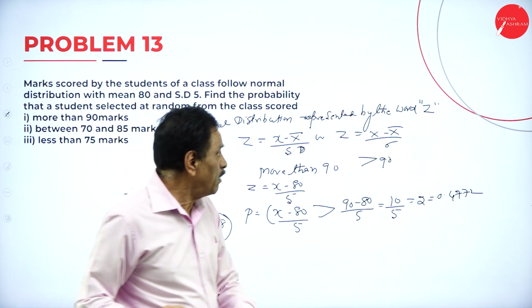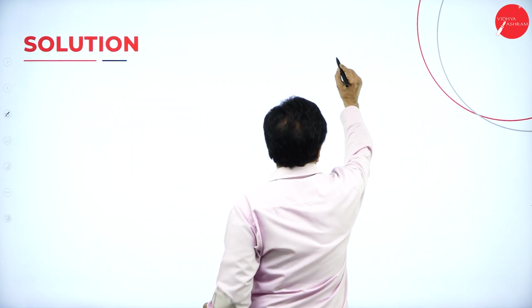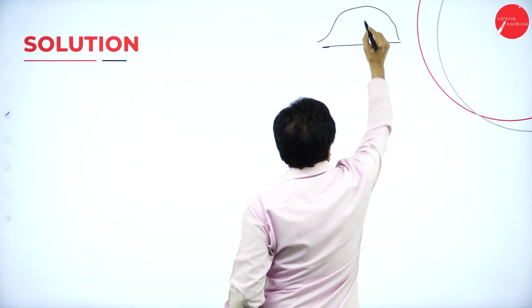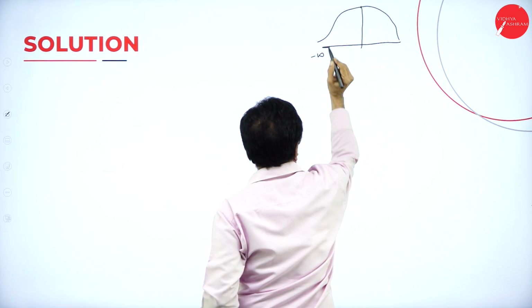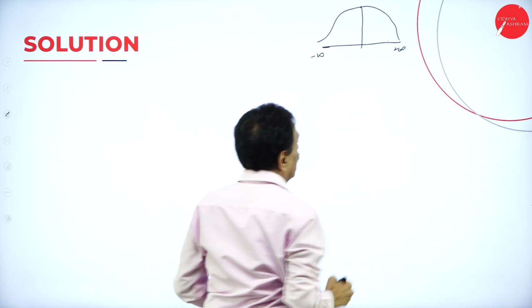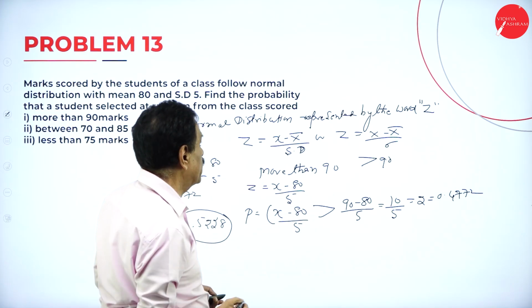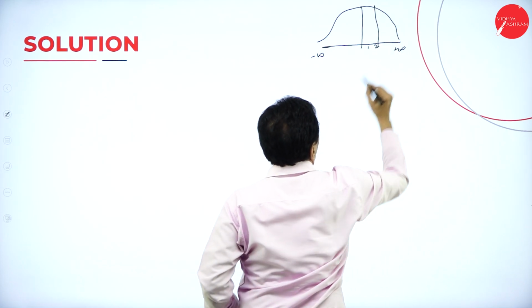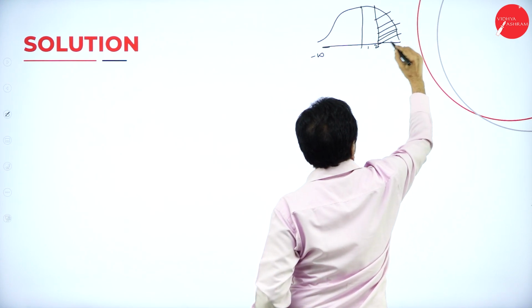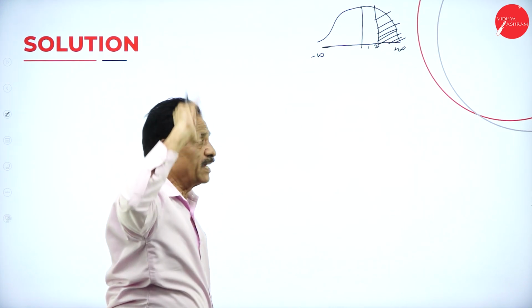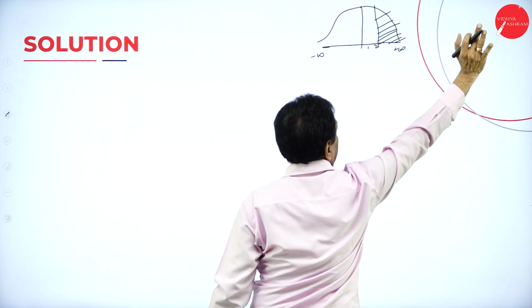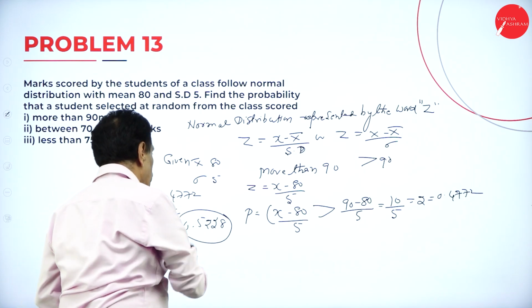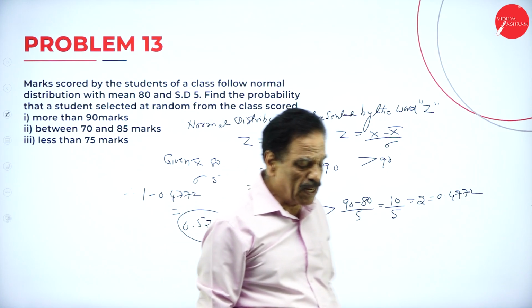We can show it in a figure now. It's a normal curve. This is the center point, from minus infinity to positive infinity. Assume that this is 1, this is 2. More than means you have to shade like this, less than you have to shade this side. This figure you have to represent. So for more than, what's the leftover area? 0.5228. Numbers they have not given, you have to take.